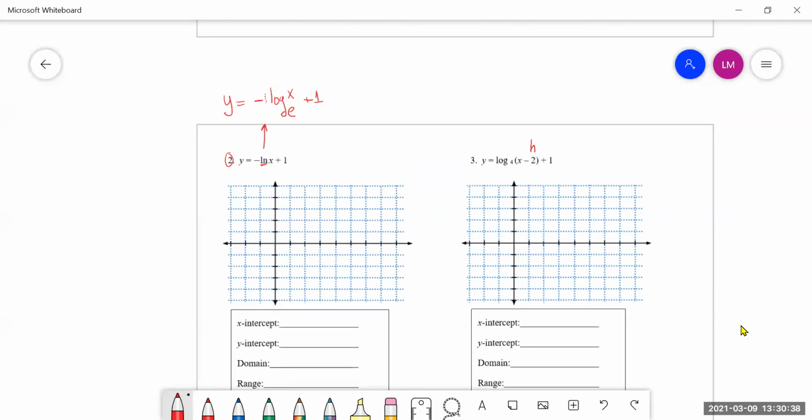So let's go ahead and identify our starting point. Let's put the work here on the side. Our starting point is, that's not our h, so there is no h. Our 1 is our k value, (0, 1). Let's identify our stretch, shall we? Or our base, doesn't matter which one is first. So we have a -1.